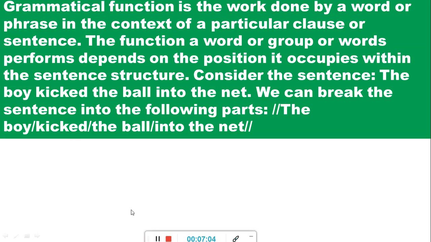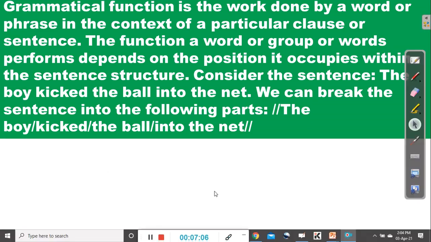So we shall be looking at this specifically. So now we can look at these various components of this particular sentence. The boy kicked the ball into the net. Now when we look at this specifically, you can discover that we have different positions.